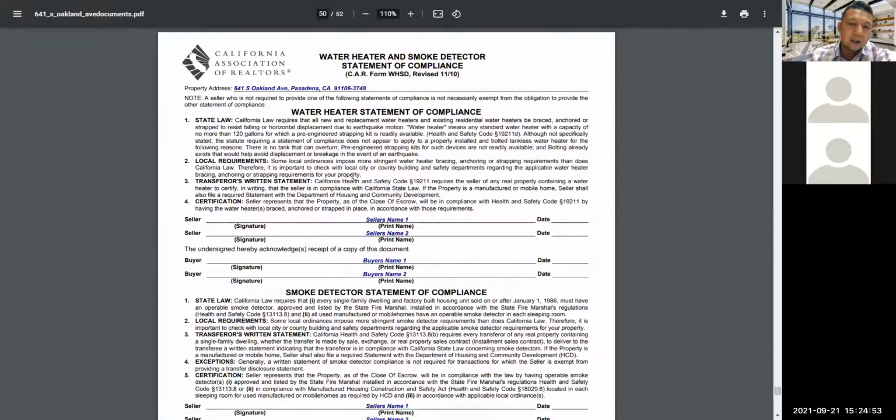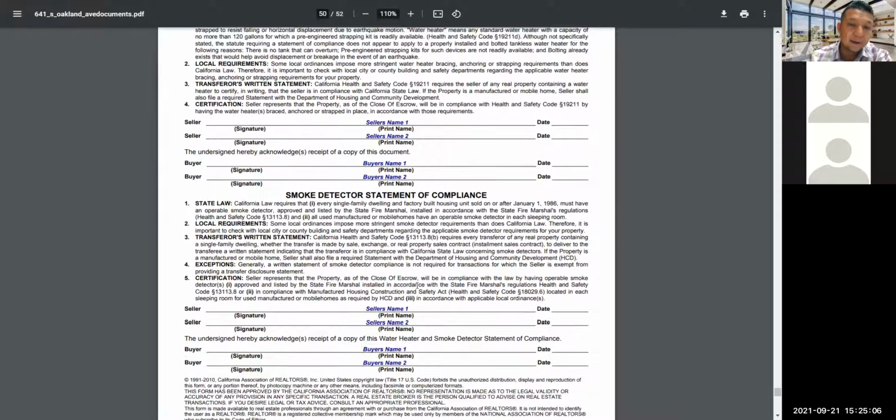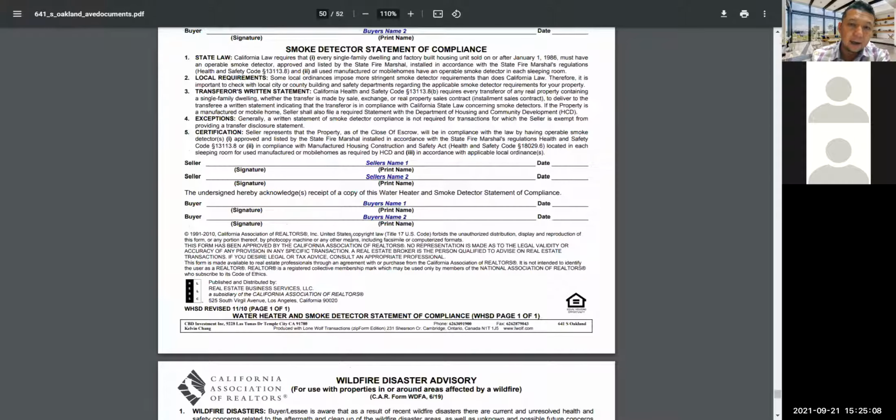And then we get the common issues, the water heater, smoke detector. We're all familiar with this disclosure form. It is a requirement when you check the box for the seller to have the compliance at the bare minimum to have these safety standards in place. Okay, go ahead and let them know.